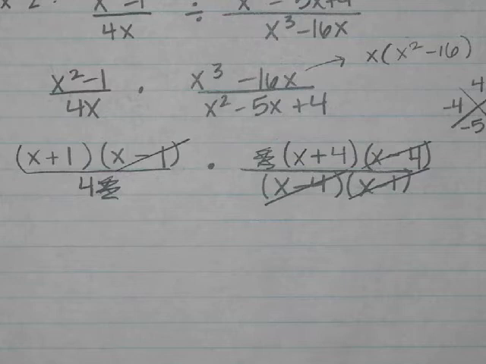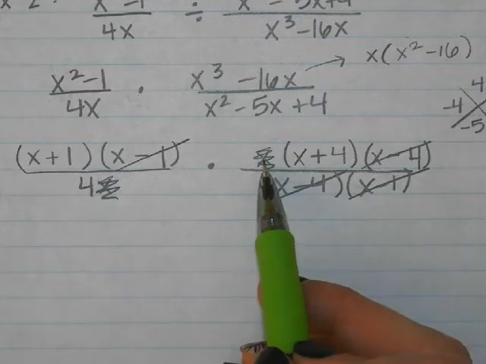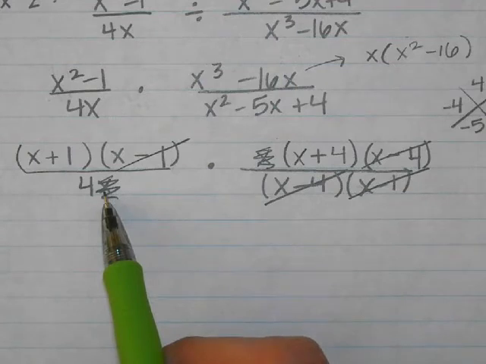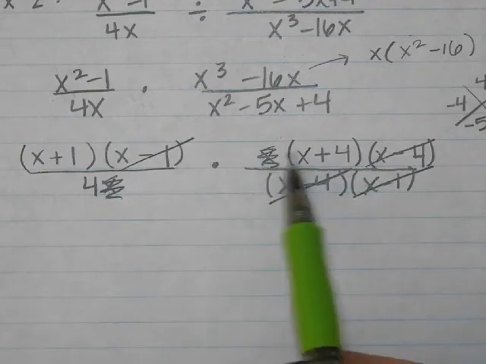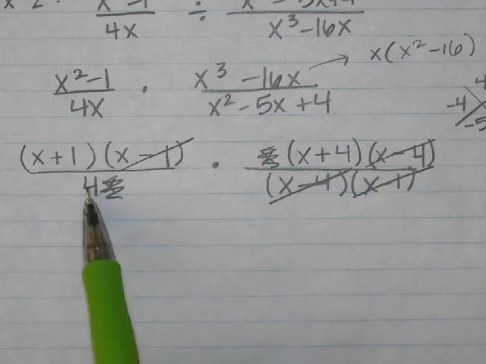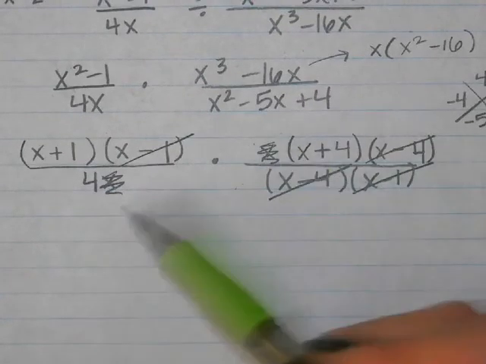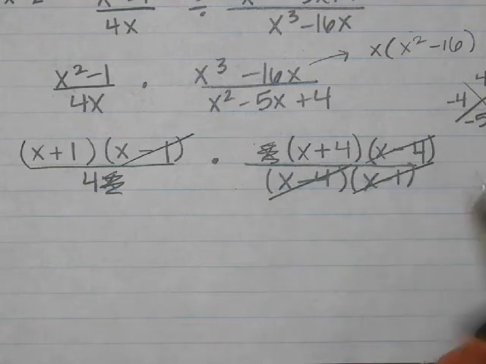Wait, so we said we had an x on the top and the x on the bottom. We were able to do that because see how this is x times other things? And this is a 4 times an x. And then a top and a bottom means that it's division. So since they were multiplied and we divided, those operations cancel each other out.